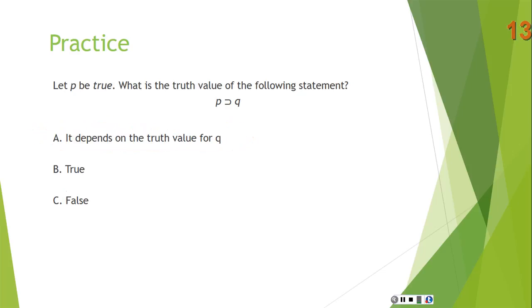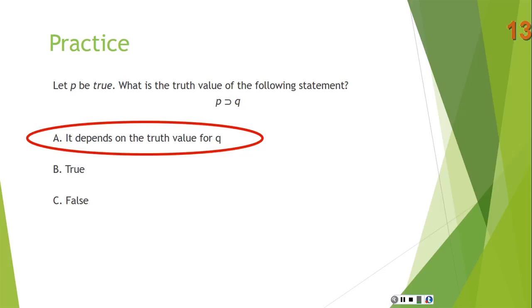Let's do another. Let P be true. What is the truth value of the following statement? P horseshoe Q. So P is true. Does it depend on the truth value for Q? Is the whole statement true, or is the whole statement false? It depends on the truth value for Q. Remember, with the conditional, when the antecedent is true and the consequent is false, the whole thing comes out false. Otherwise, the whole thing comes out true. So here P is true. If Q is false, then the whole thing comes out false. When P is true and Q is true, the whole thing comes out true. So it just depends.